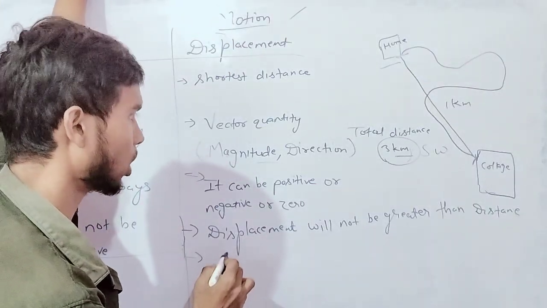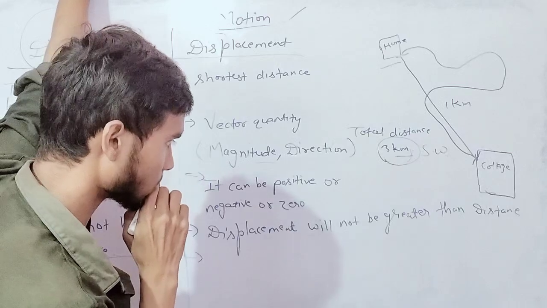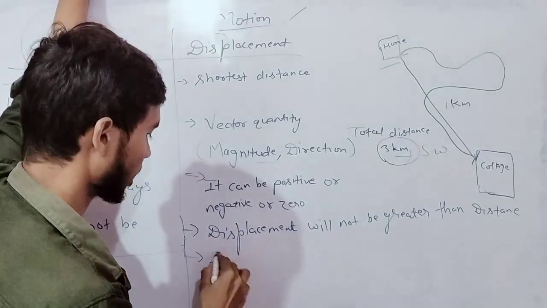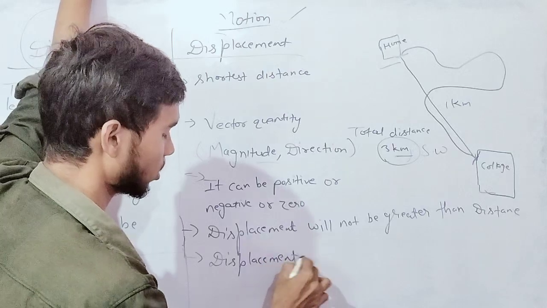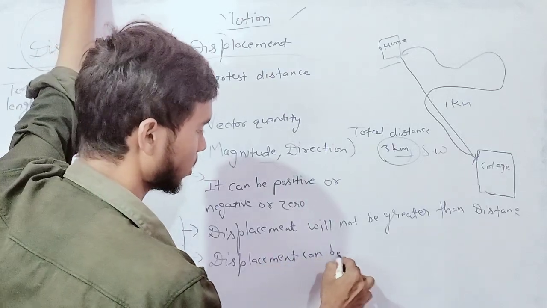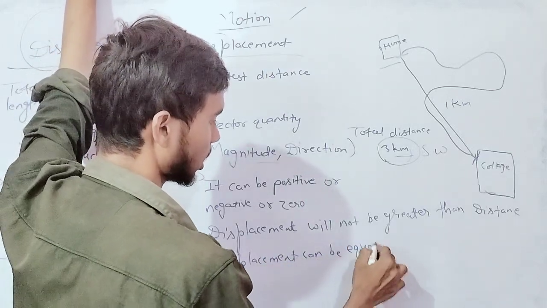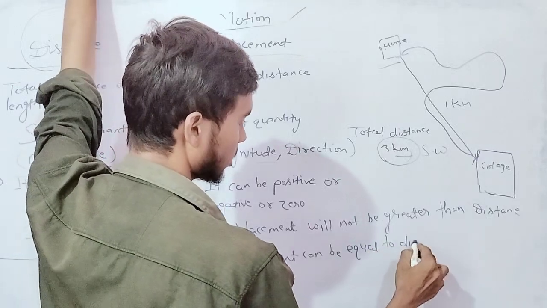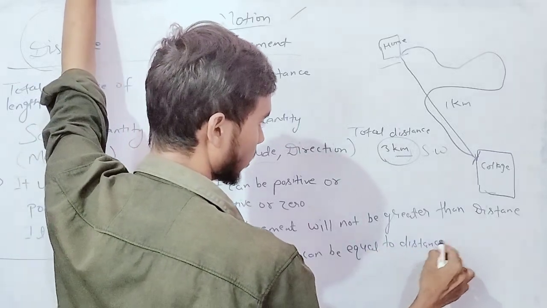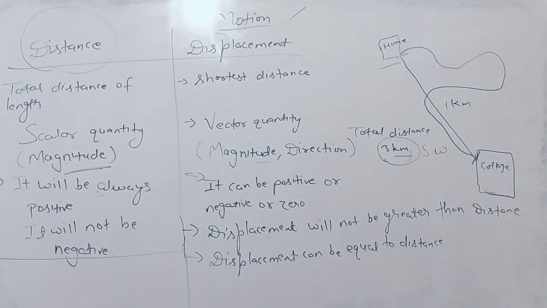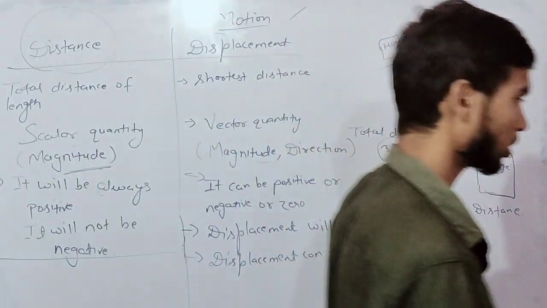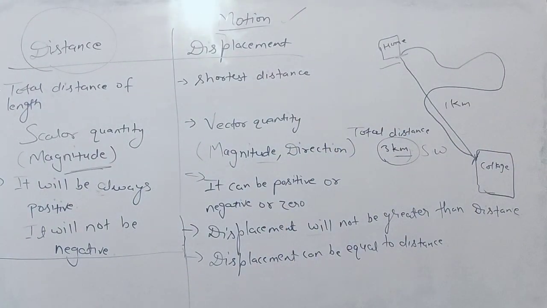It is a fact. Now one more point. Displacement can be equal to distance. Sometimes you will realize that distance and displacement both are equal. It will happen sometimes. Did you understand something? Shall we move?